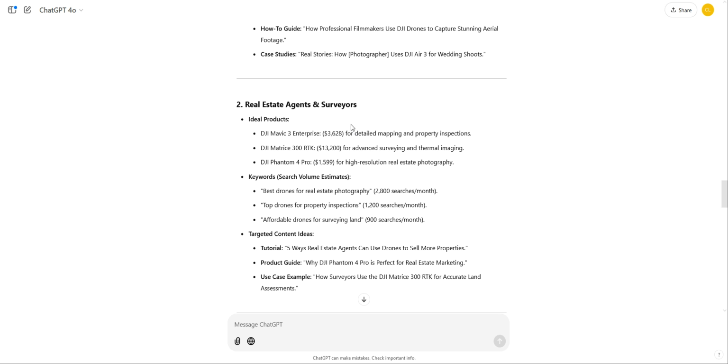Real estate agents and surveyors, they need drones for detailed mapping and property inspections. So instead of competing with everyone, check this out: best drones for real estate photography. Now ChatGPT is estimating 2,800 searches a month. Doesn't mean that I would take that as given, so make sure that you back it up with a good keyword tool. But you can see here, drones for property inspections would be a fantastic niche.